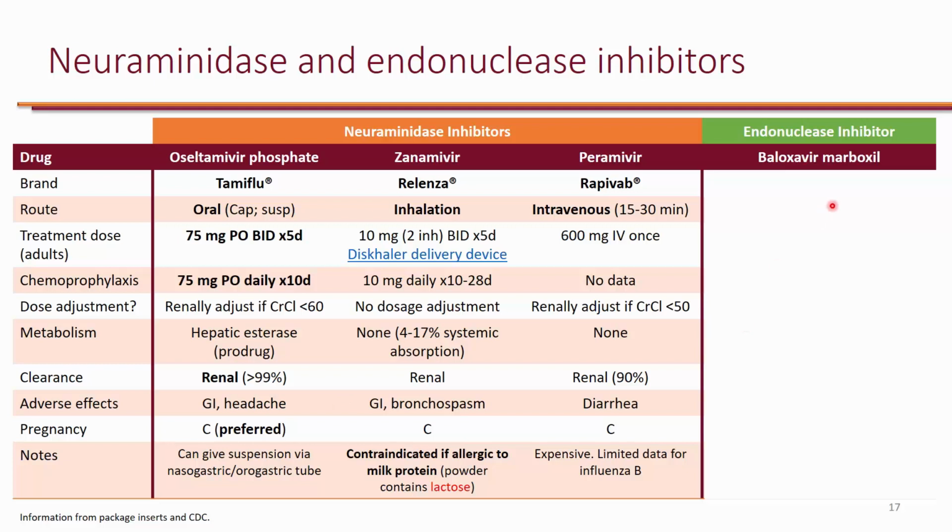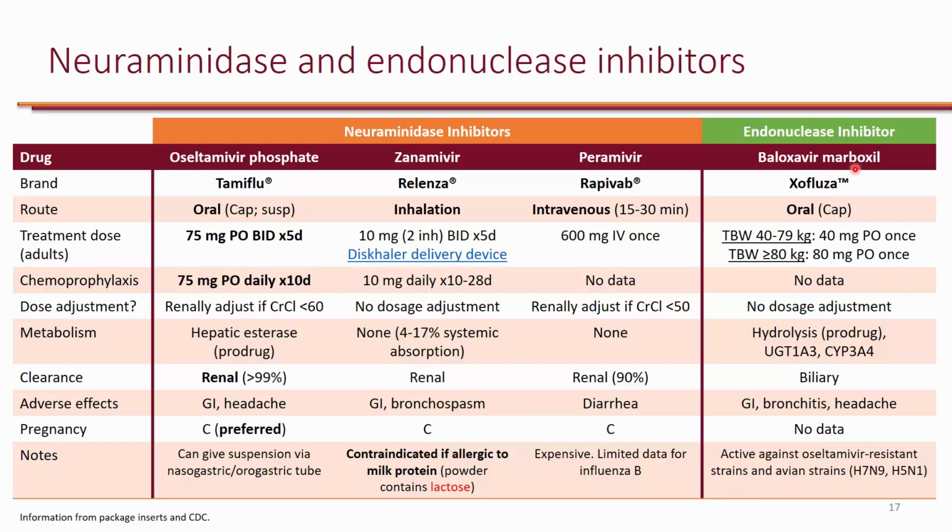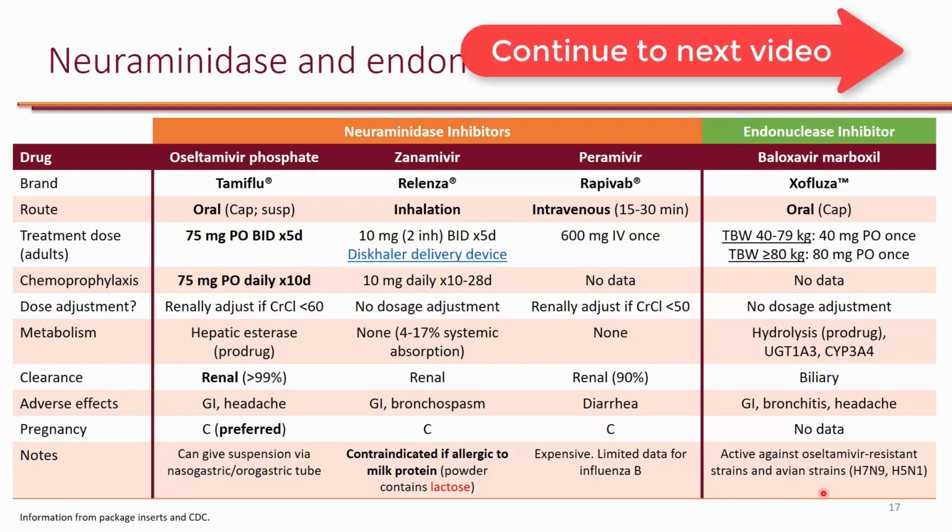And then, of course, baloxavir marboxil is newly approved. It's also a prodrug. It's an oral formulation. Note that it's dosed based on body weight, and there's no dosage adjustment needed for it. It can also cause gastrointestinal adverse effects, as well as headache and bronchitis. One thing that's special about baloxavir is that it's active against oseltamivir resistant strains and avian strains of influenza.